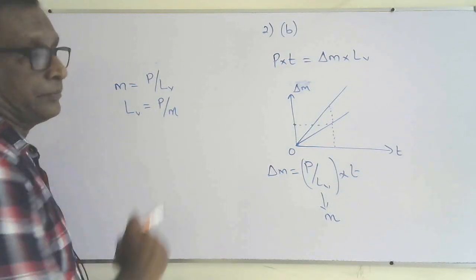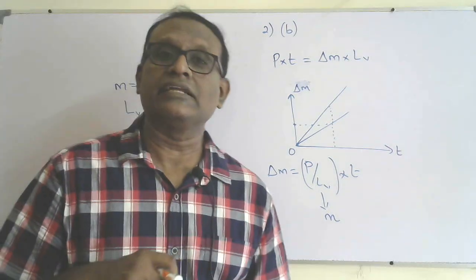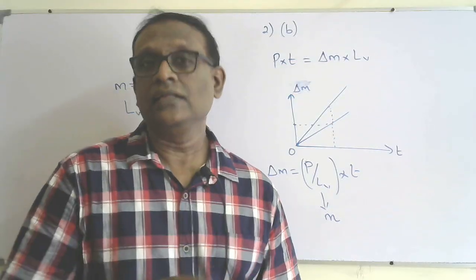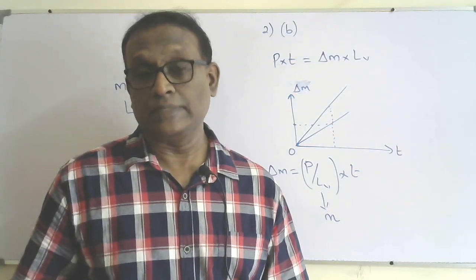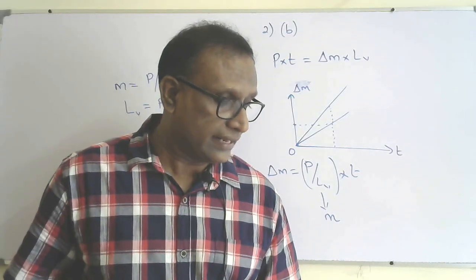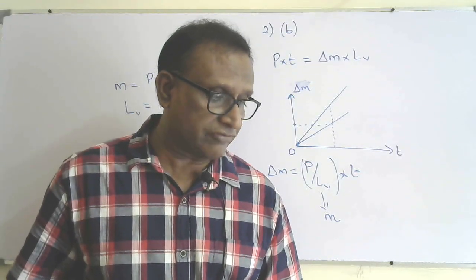LV means latent heat of vaporization. So practically, I will get a value of LV which is greater than the actual value. That's the explanation you should give. So here the question is 3 marks. Explain how another significant source of error affects the value of LV.